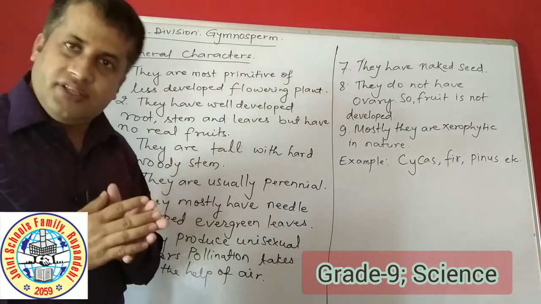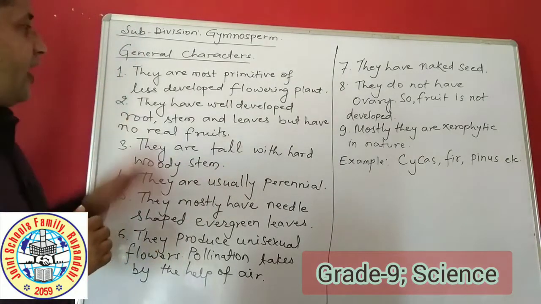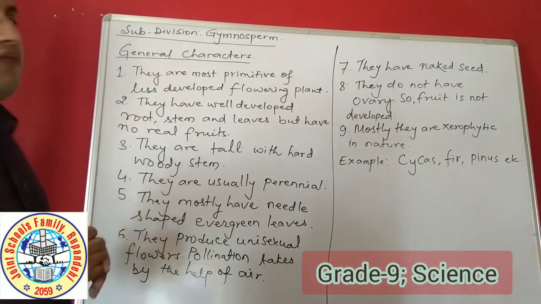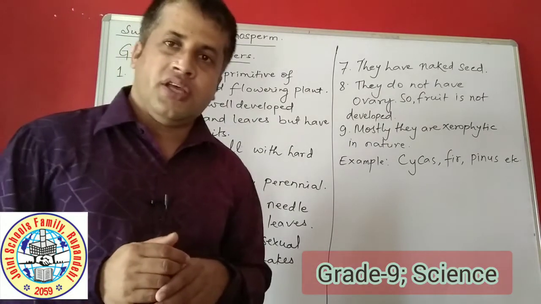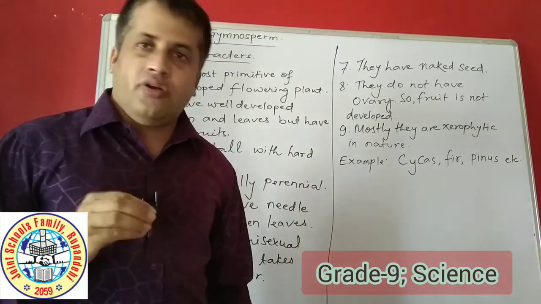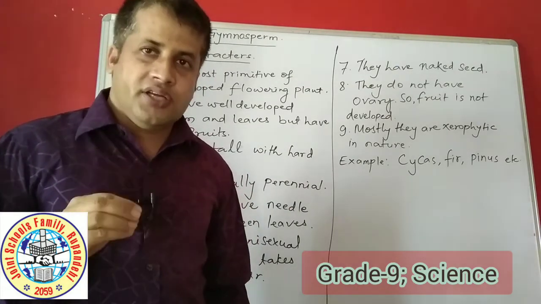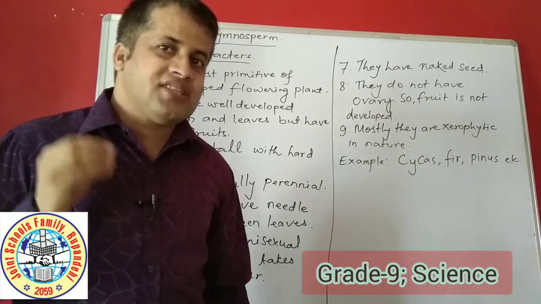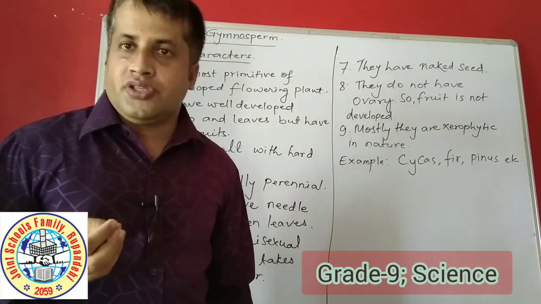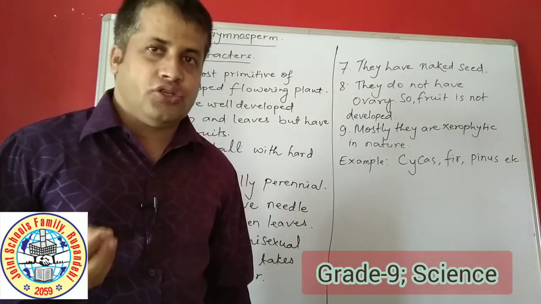Let's study about it. The first general characteristic is that they are the most primitive or less developed flowering plants. It means they are the first flowering plants that appeared on this earth, but they are not as developed as compared to other subdivision plants like angiosperm.